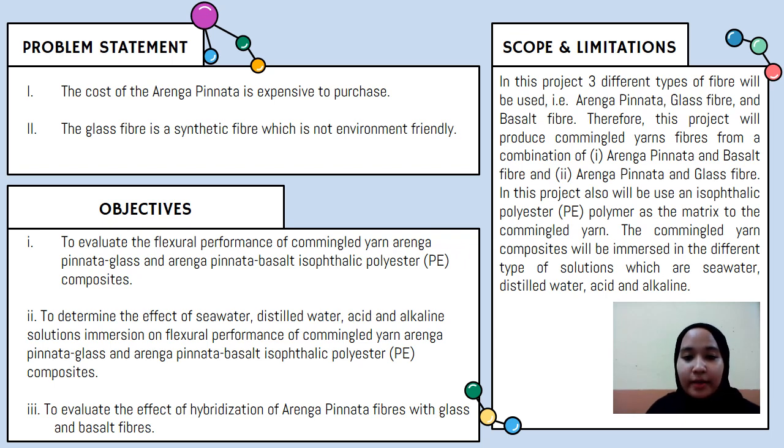For the scope and limitation, in this project, 3 different types of fiber will be used, which are Aringa pinnata, glass fiber, and basalt fiber. Therefore, this project will produce commingled yarn fibers from a combination of Aringa pinnata and basalt fiber, and Aringa pinnata and glass fiber. In this project, they will use PE polymer as the matrix. The commingled composite will be immersed in different solutions, which are distilled water, acid and alkaline, and lastly seawater.